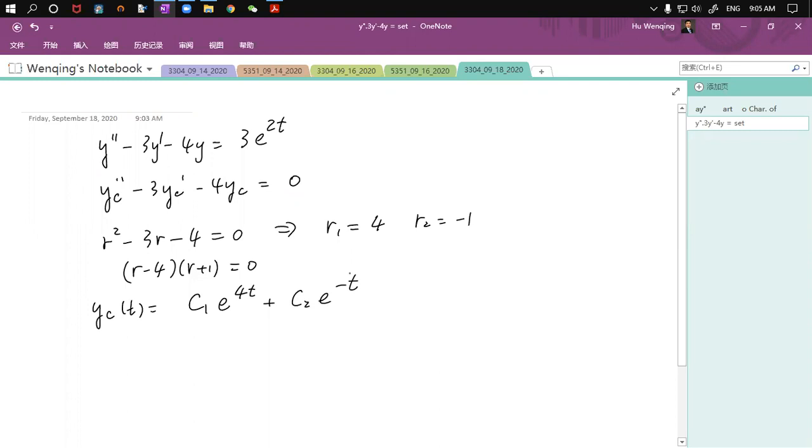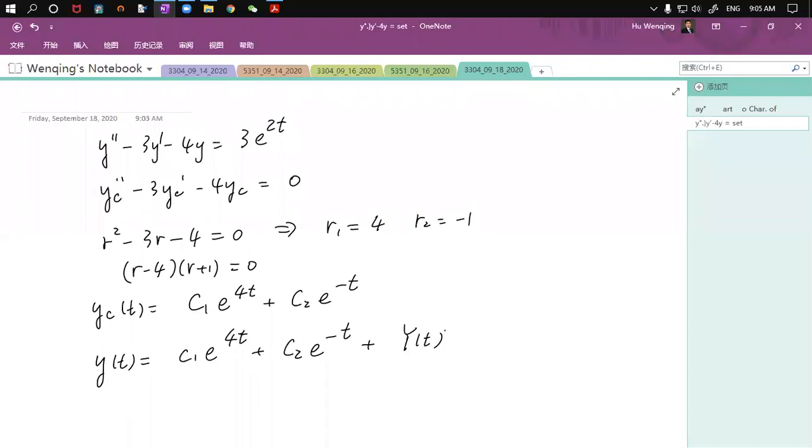You have the complementary solution. So that means the general solution y of t to this non-homogeneous problem should look like c1 e to the power of 4t plus c2 e to the power of minus t. This is the complementary solution plus one particular solution of the problem. The question is, how do you find a particular solution?